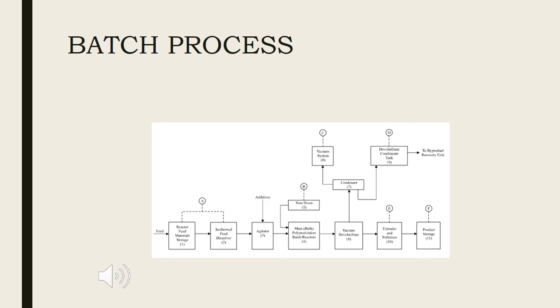Here the residual styrene monomer, ethyl benzene, and low molecular weight polymers are removed, condensed through unit number 7, and passed through a devolatilizer condensate tank, which is unit number 9, sent to byproduct recovery unit. Overhead vapors from the condenser are usually exhausted through a vacuum system, which is unit number 8.